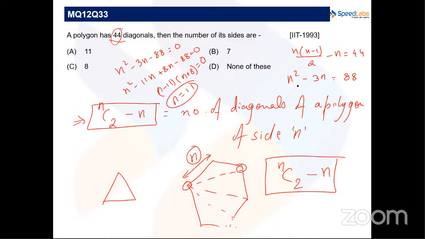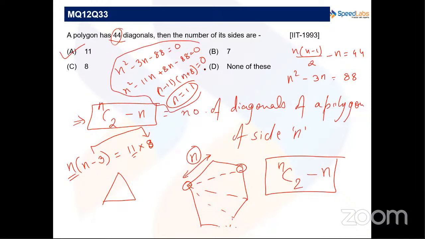Or the other way is, since n belongs to whole numbers, or we can say natural numbers, taking n common, we get n into (n minus 3) equals 88. 88 is 11 into 8. So we can see here, if n equals 11, then n minus 3 equals 8. So we can directly say n will be equal to 11. You are not required to solve this quadratic equation. You can analyze these two and get the value of n.